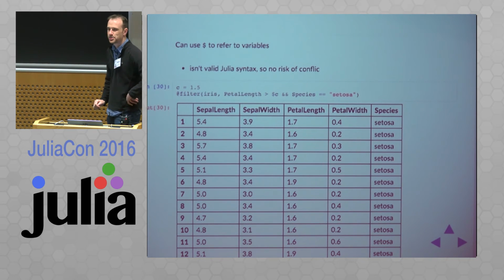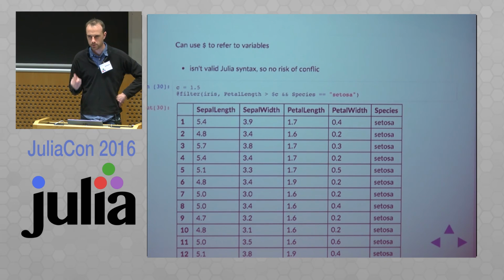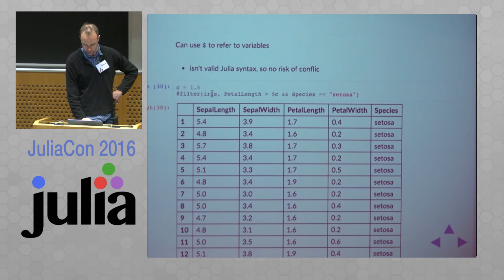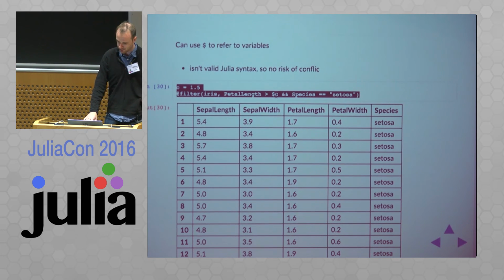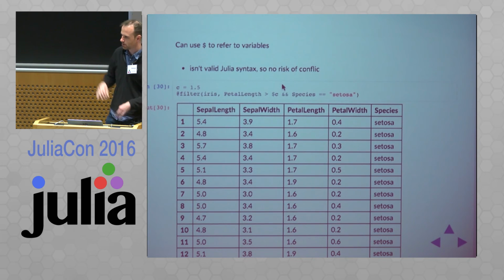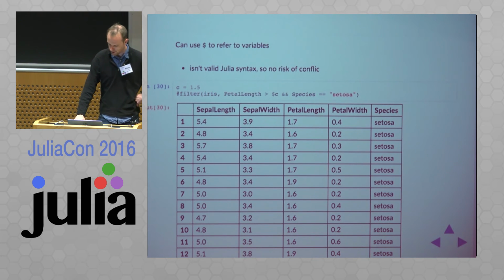And the nice thing about it is that it turns out you can actually use $ to prefix variables in macros. It's not valid Julia syntax, so you don't have to worry about it conflicting, and it makes it clear which variables are in scope. So if I want to refer to a variable outside of the scope, I can just stick a dollar sign in front of it, and it replaces that with the actual variable itself as opposed to the symbol. And again, it doesn't require using eval. So that's sort of the things I've been playing around with.